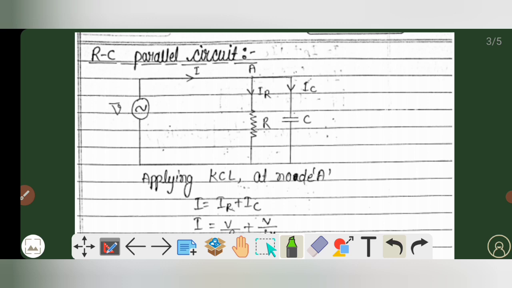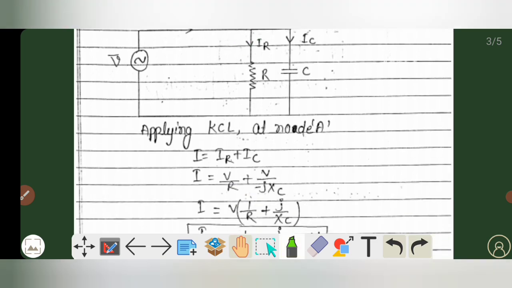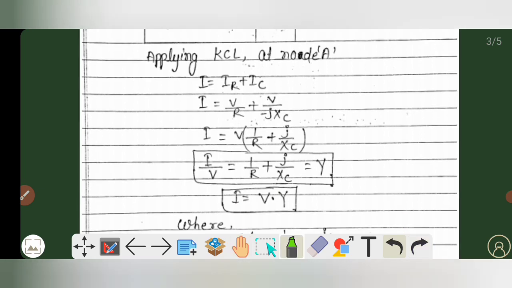The first one is a resistor and the second one is a capacitor, and both these components are connected in parallel. Now, my dear friends, if we apply KCL at node 1, then our equation comes out to be I is equal to IR plus IC, as you can see here.